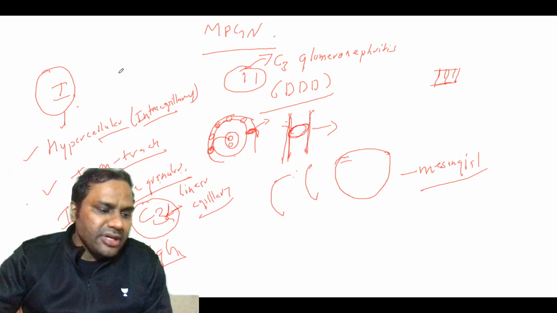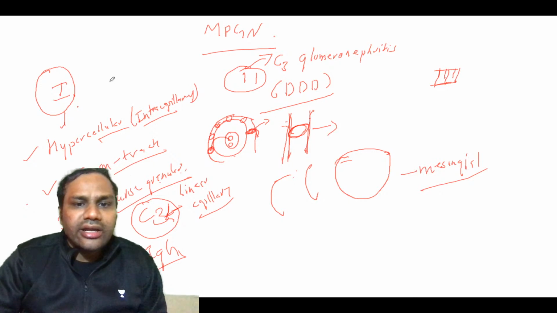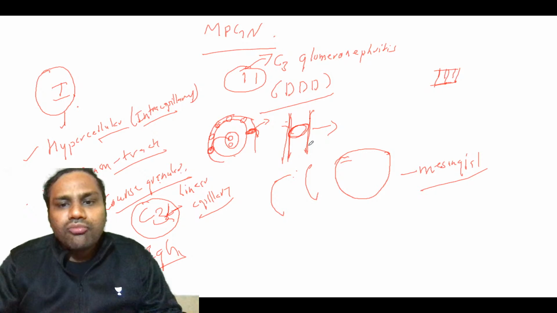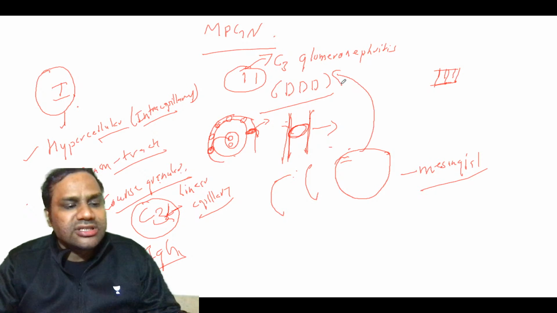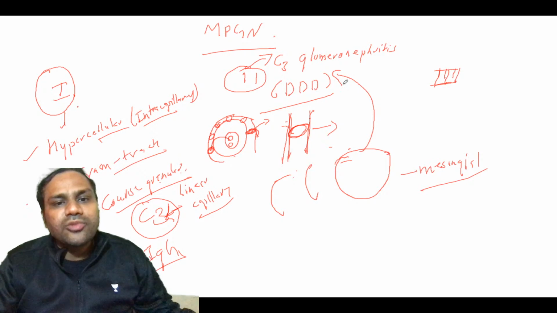Then EM, in electron microscope. Which one is more common for mesangial ring? In dense deposit disease. So mesangial ring is more common in dense deposit disease.